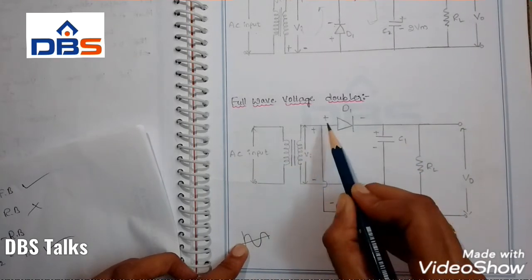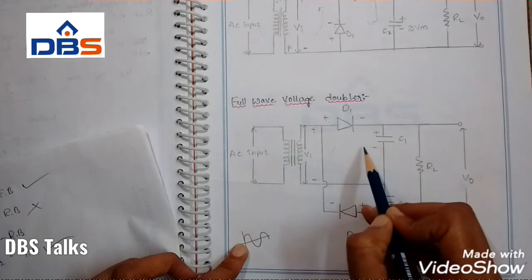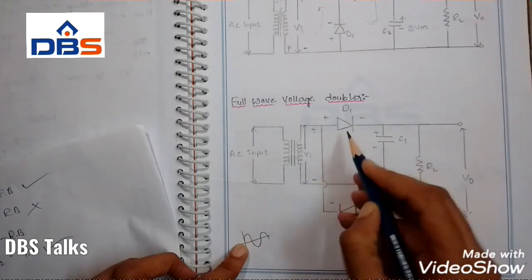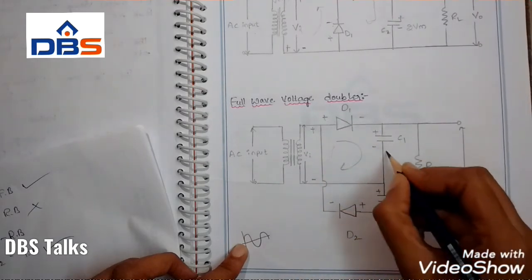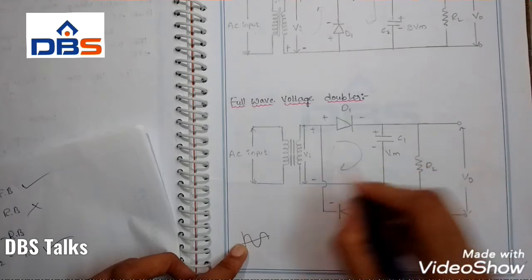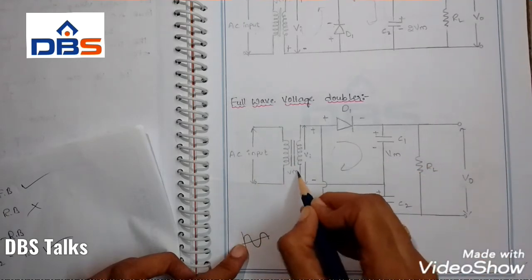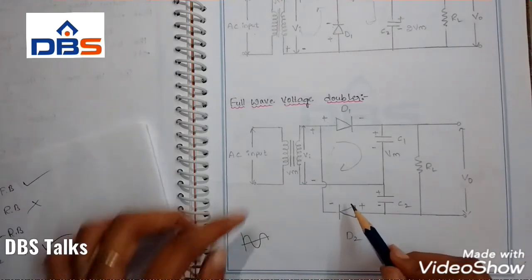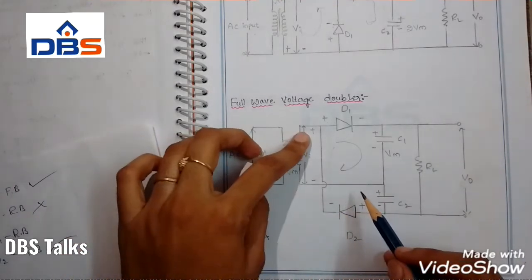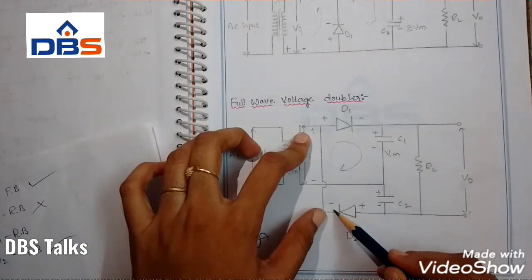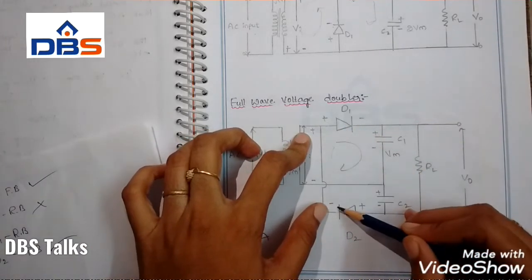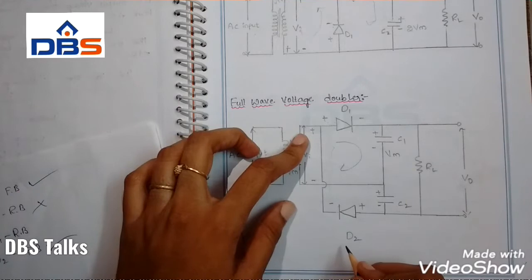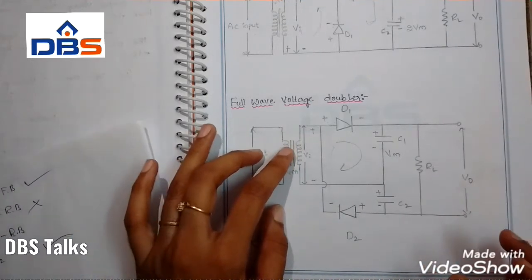So you are having positive and positive, which means D1 will be in forward bias and C1 will be charged up to Vm, because we are applying the input as Vm only. And D2 will be in reverse bias. Why? Because here we are applying a positive and here the sign is negative. Positive and negative means D2 will be in reverse bias and current does not flow through it.